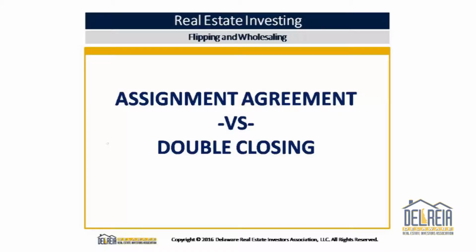Let's talk about an assignment agreement versus a double closing. We're still in wholesaling, and we're talking about you have the contract. Do you assign it to the C buyer, or should you buy it from the A buyer and then resell it to the C buyer?